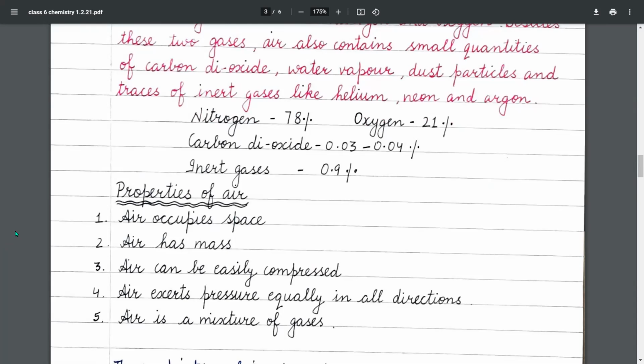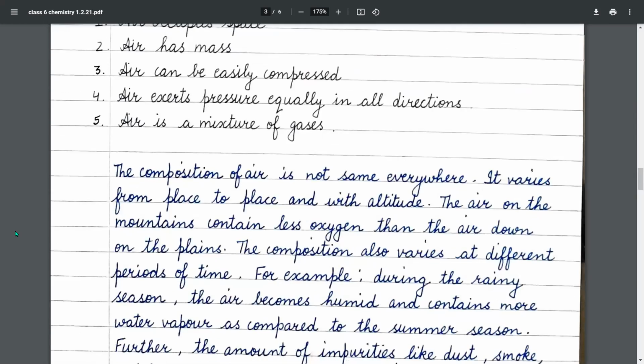Now let us see the properties of air. Number one, air occupies space. Number two, air has mass. Number three, air can be easily compressed. Number four, air exerts pressure equally in all directions. And number five, air is a mixture of gases.